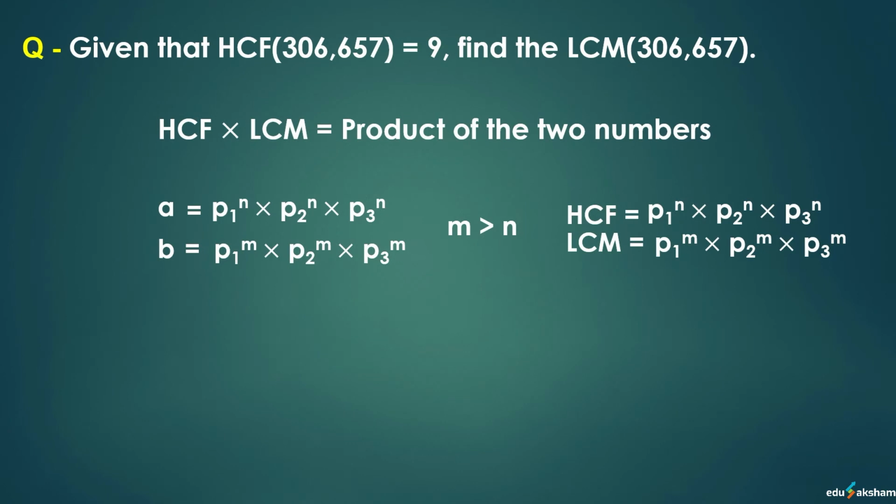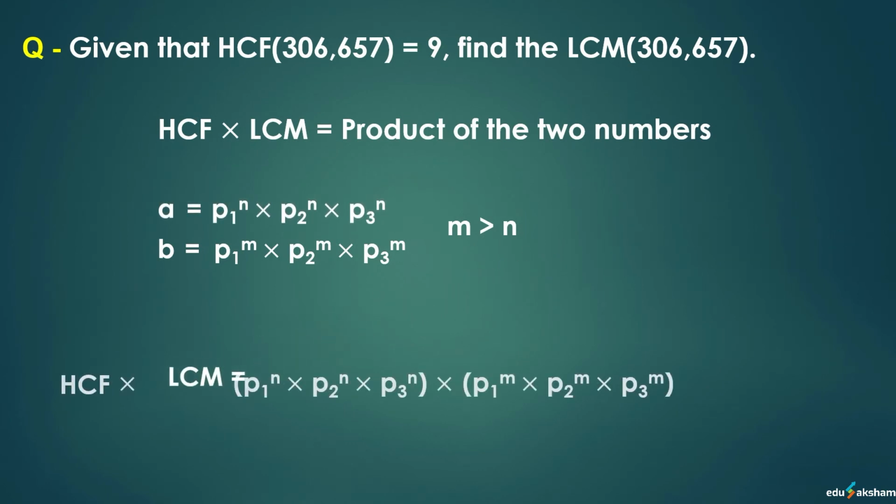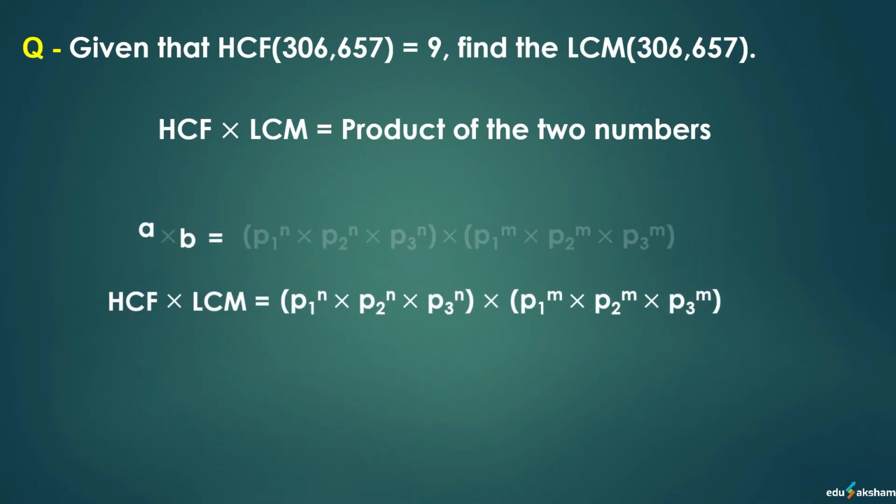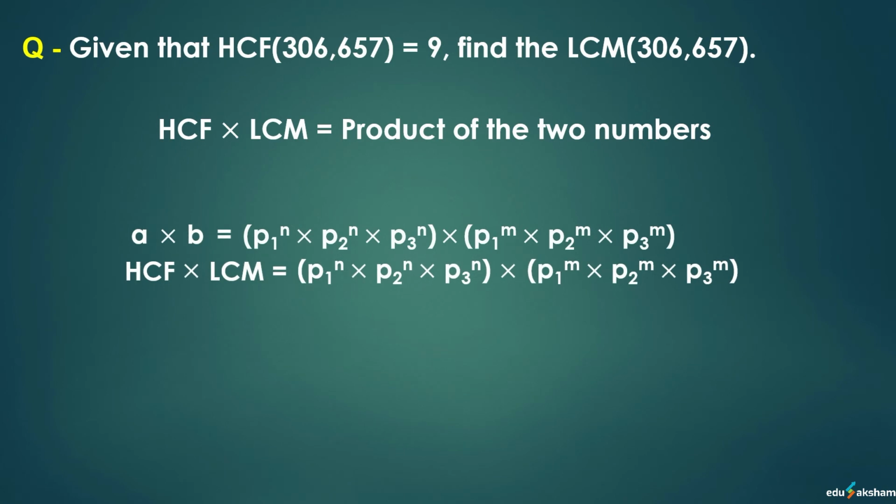Now, let us take the product of the HCF and the LCM. We can see that the product of the HCF and LCM will be equal to what we get when we multiply the numbers a and b. Therefore, we have proved that the product of the HCF and LCM is equal to the product of the two numbers.